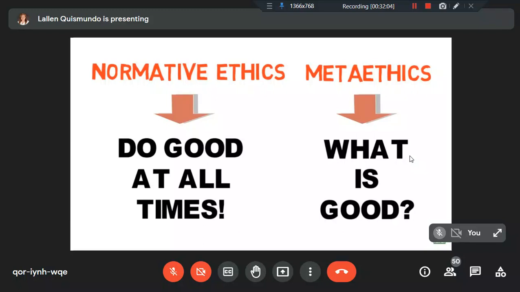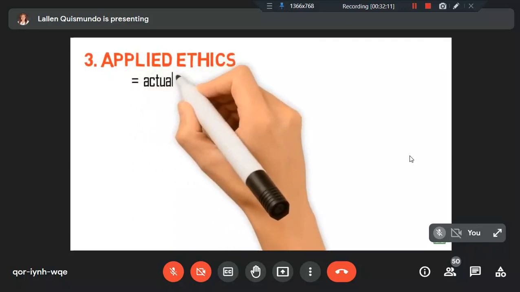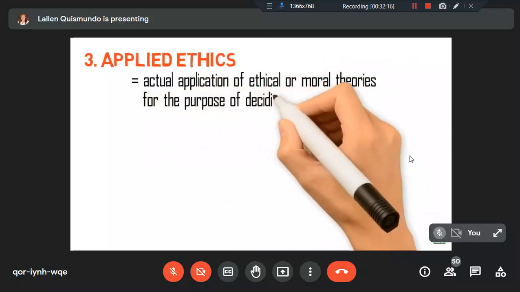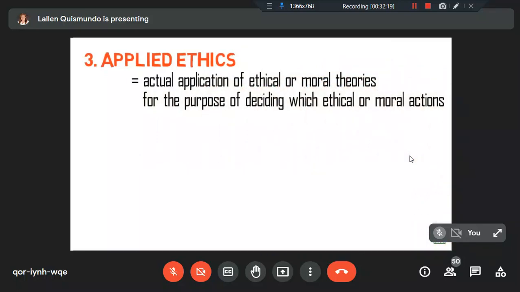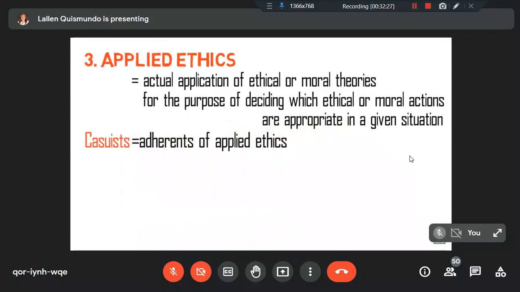In the course of the development of ethics, applied ethics became its third major type. As its name suggests, applied ethics is the actual application of ethical or moral theories for the purpose of deciding which ethical or moral actions are appropriate in a given situation. For this reason, casuists, that is, the adherents of applied ethics, are concerned with individual moral problems such as abortion or euthanasia, and attempt to resolve the conflicting issues that surround these particular moral problems.